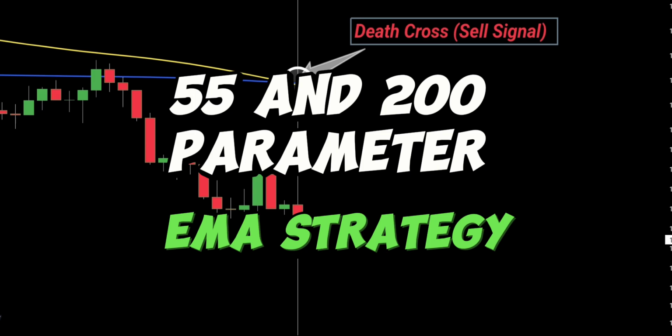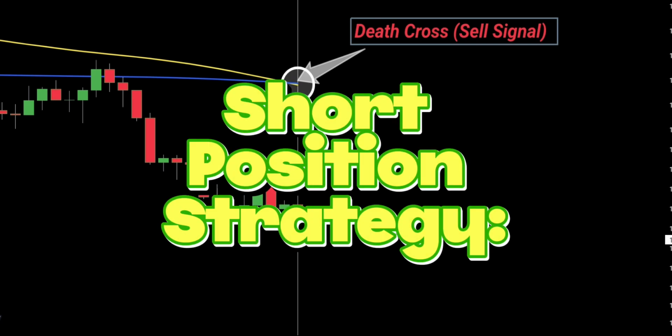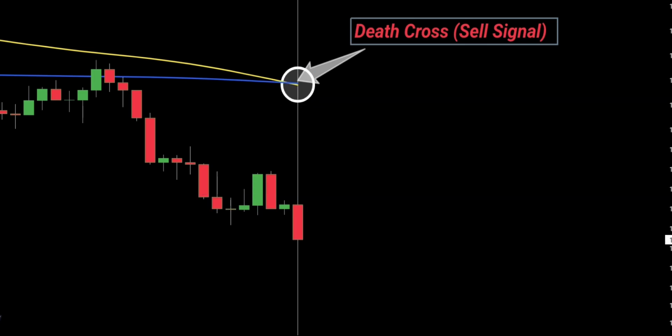Now, I will demonstrate short and long position strategies using the 55 and 200 parameter EMA indicators. These strategies are commonly used for trend following and identifying entry points. The short position strategy is used in a bearish market condition.